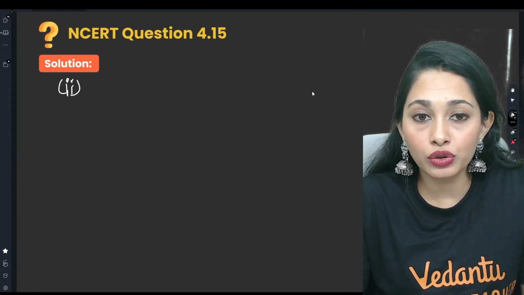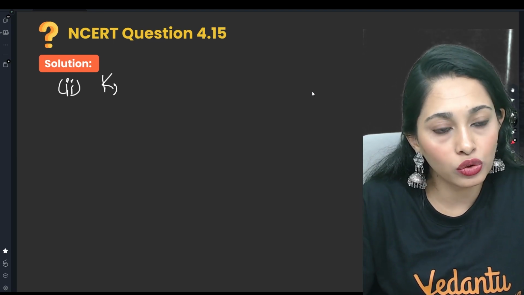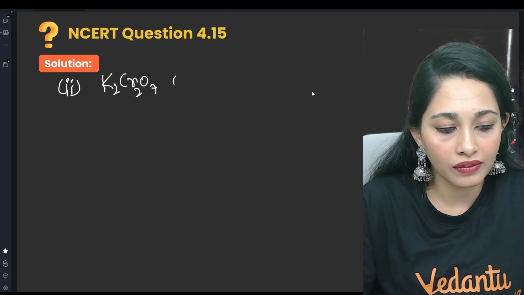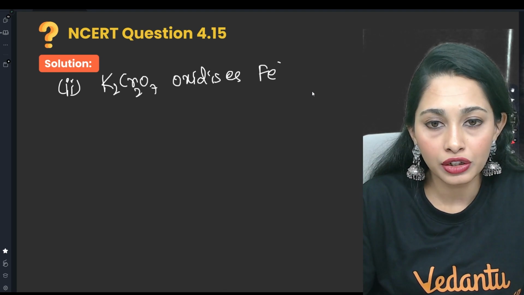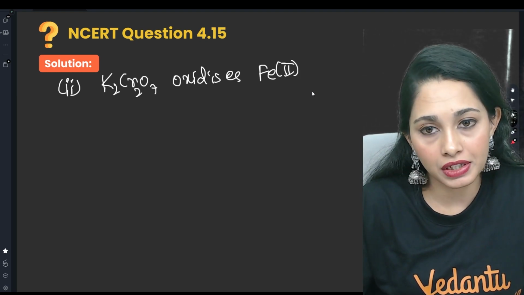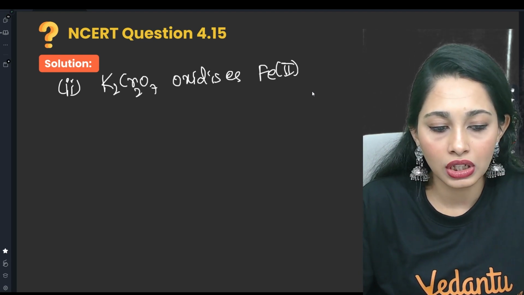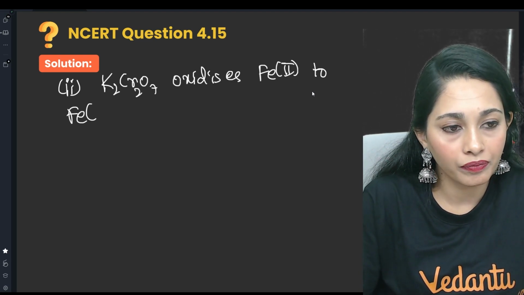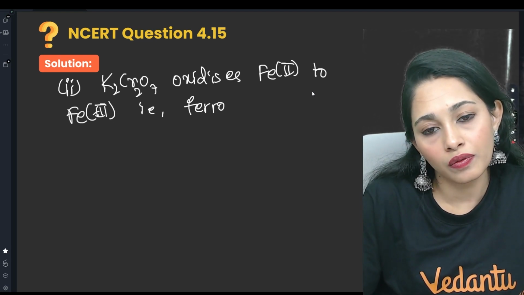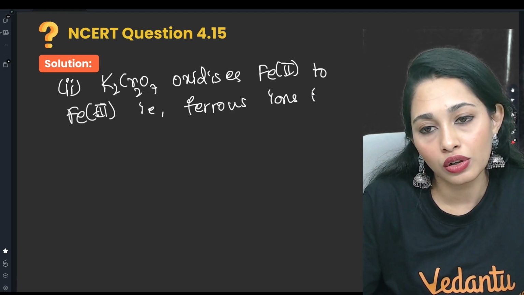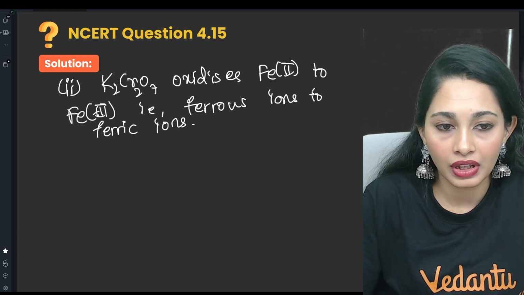Next, we have the second one, where we have to oxidize iron. So K2Cr2O7 oxidizes Fe2 plus, that is ferrous ions, to Fe3 plus, that is ferric ions. Here is the equation.